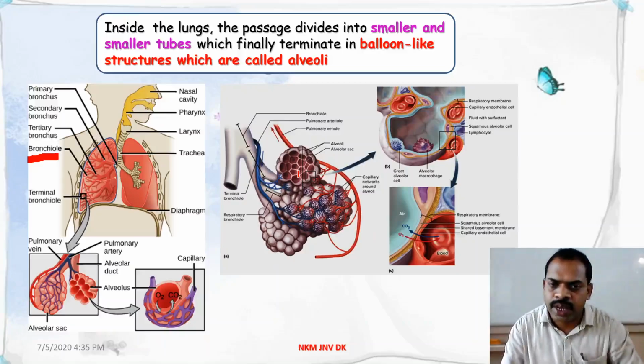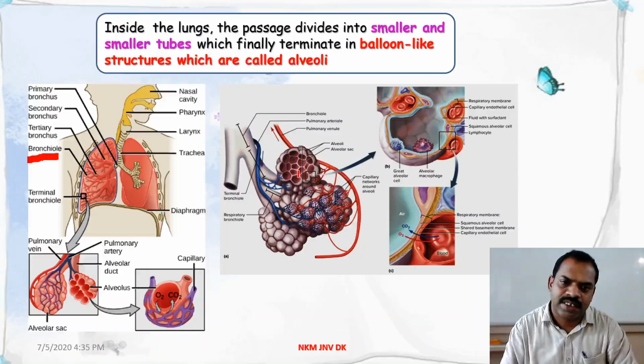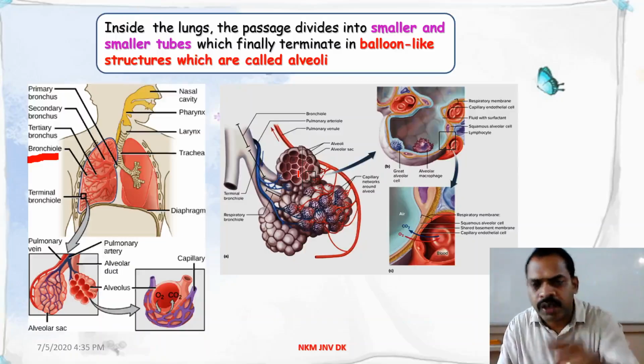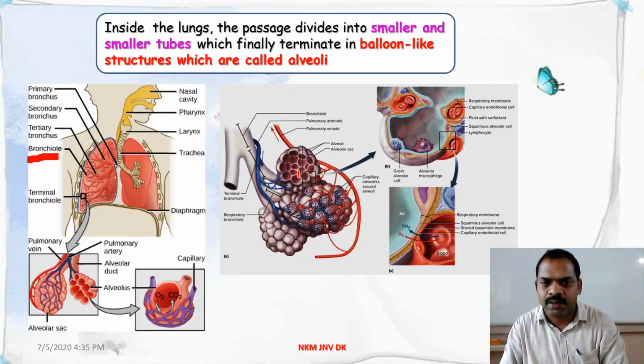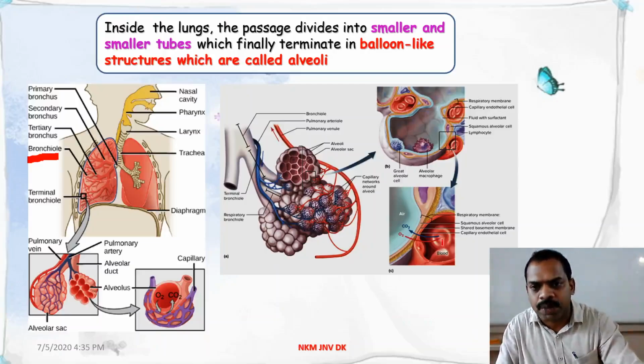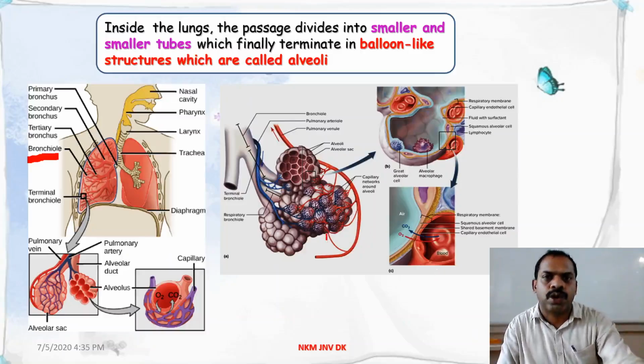Understood? Now why is the lung kept inside? How does it keep moist? Why is it thin? Because diffusion should happen. So that is why it is thin over here.